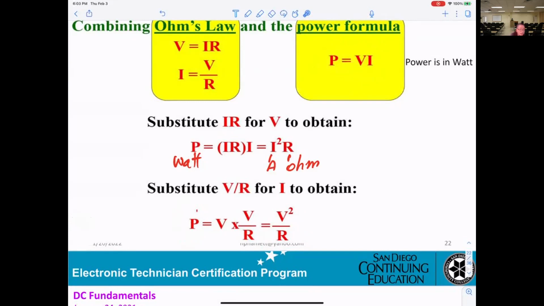So in order to calculate power, you get three formulas: P equals V times I, or I squared times R, or V squared over R. However, with either formula, the unit of power will be watts, V will be voltage, I will be amperes, and R has to be in ohms. That's just the formula; which one you use depends on what they give you.